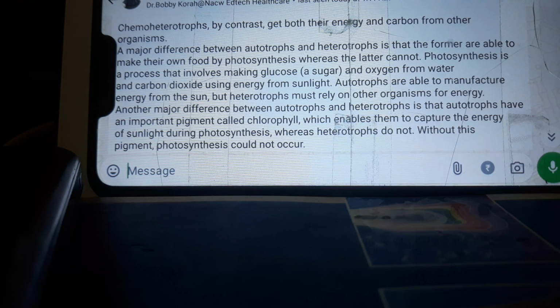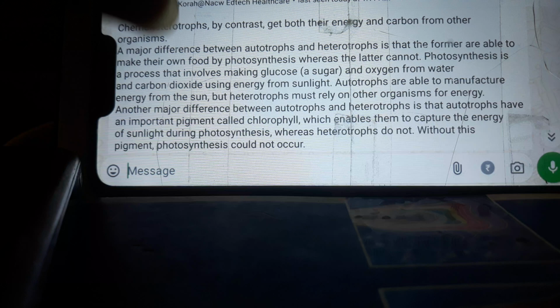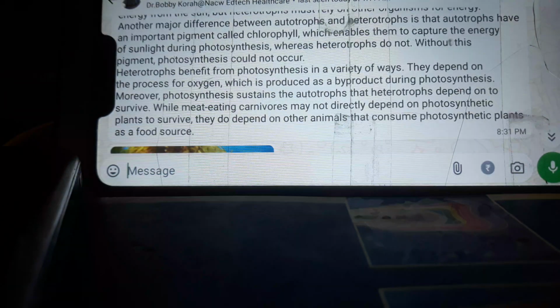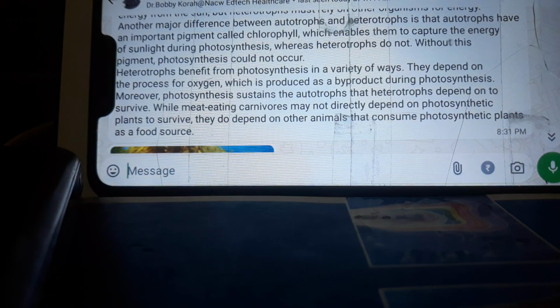Another major difference between autotrophs and heterotrophs is that autotrophs have an important pigment called chlorophyll, which enables them to capture the energy of sunlight during photosynthesis, whereas heterotrophs do not. Without this pigment, photosynthesis could not occur.